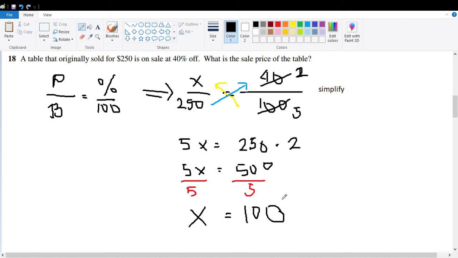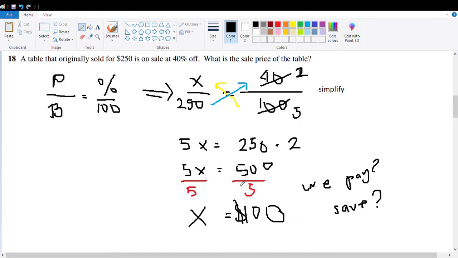But the thing is, this is where we do some critical thinking. Is $100 the price we pay? This is dollars, okay? Just in case you don't know, this is $100. Is this what we pay or what we save? This is how much we save.